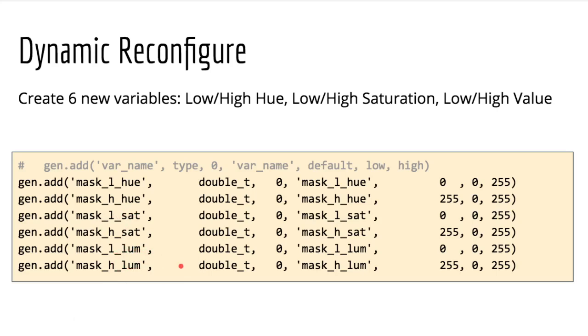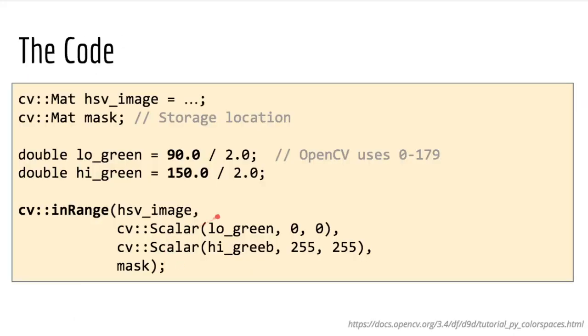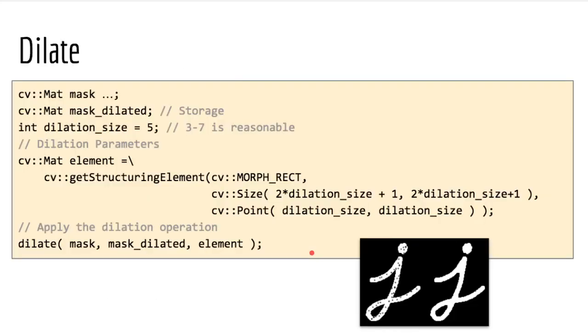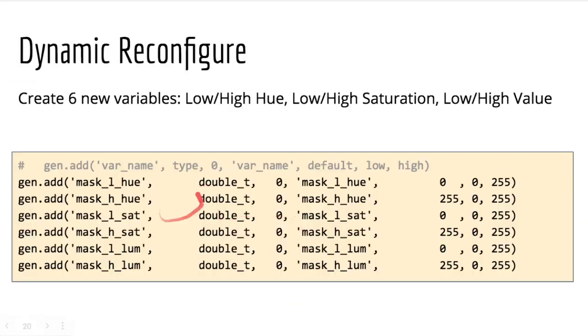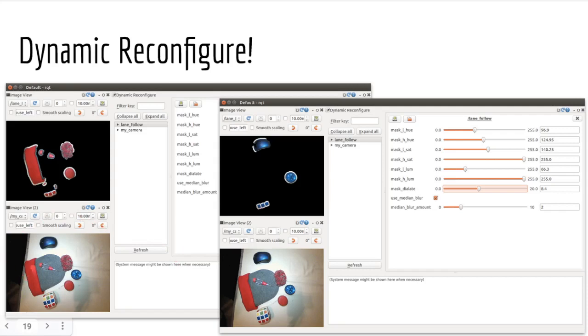And so instead of doing this step here, where we're just doing a 90 and 150, I'm actually using those parameters for every single one of these values here. So we have a low and high hue, and then we have a low, high saturation, etc., that come from each of these. And so now we have a fully tunable in-range function that we can use to tune it for whatever color or brightness we want.